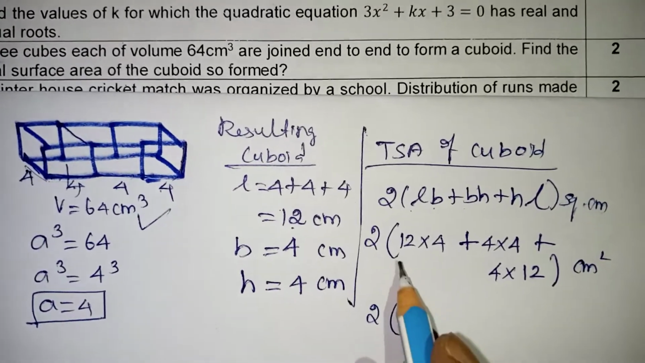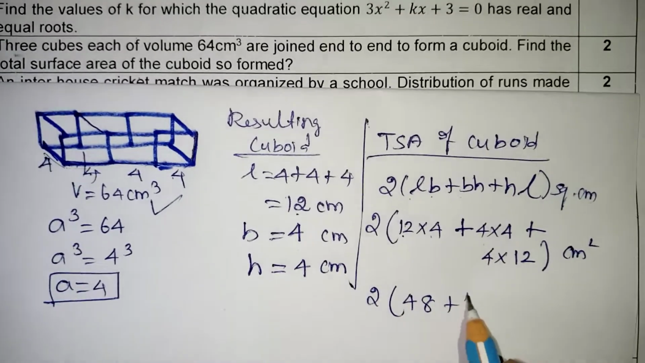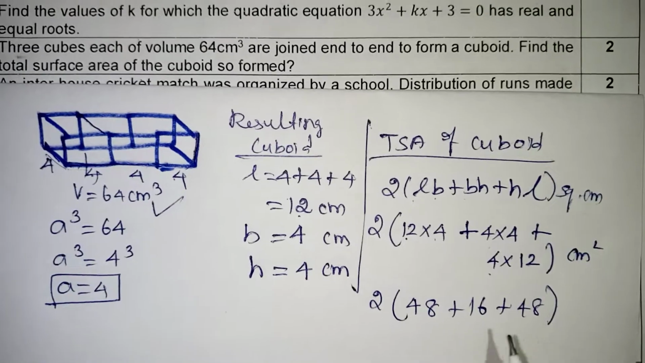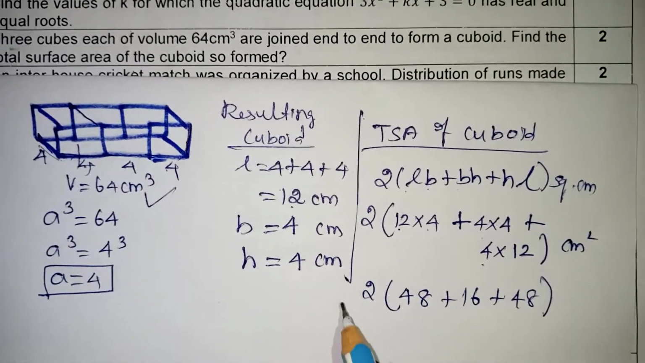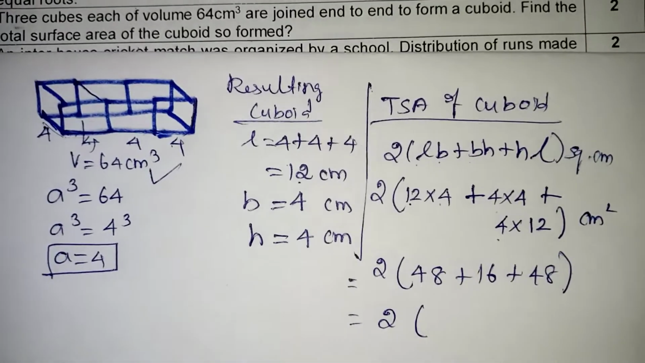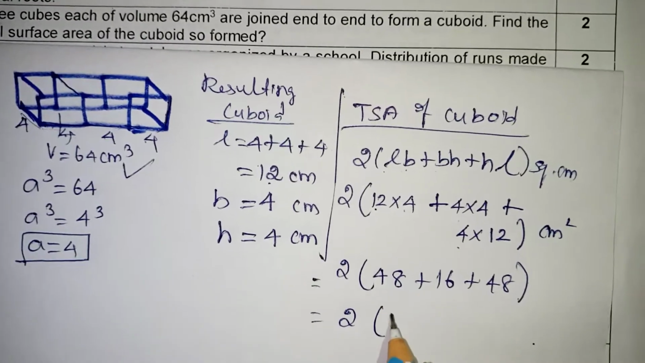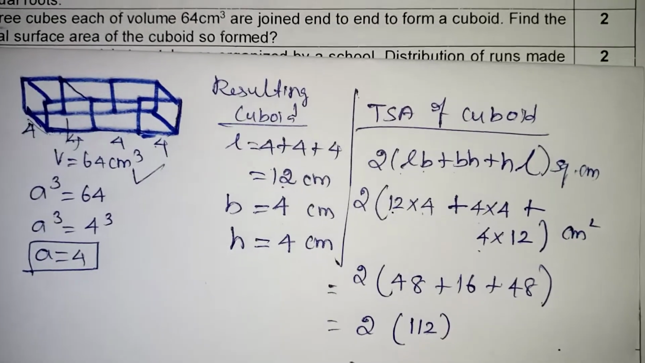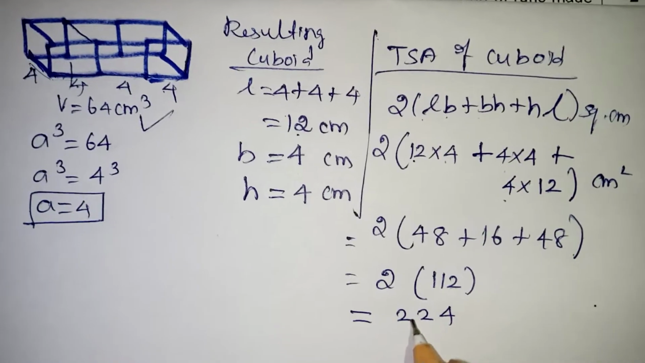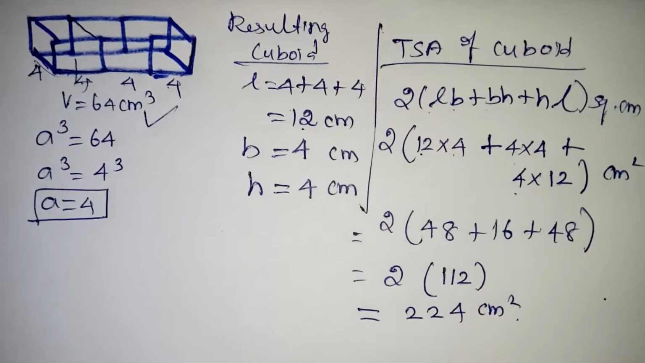So 2 into 12 4s are 48. 4 4s are 16, plus again 48. First we have to do the multiplication, then only we have to go for the addition, according to BODMAS. So 48 plus 16 plus 48, we add and we are getting 112. Now 2 into 112, which is 224. 224 centimeter square is your correct answer.